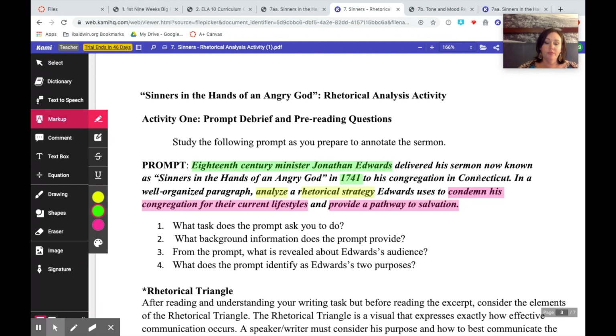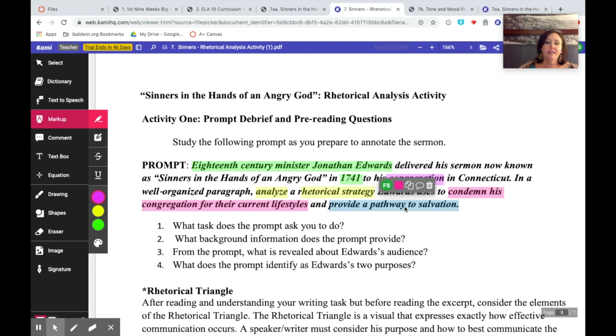From the prompt, what is revealed about Edwards's audience? We would hope that they would pick up on the fact that this audience is a congregation, a group of people attending church, and all that implies. And then finally, what does the prompt identify as Edwards's 2 purposes? Those are pretty easy to spot there at the end. He is condemning his congregation and providing a pathway to salvation.